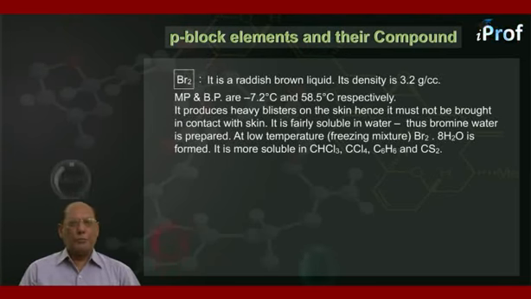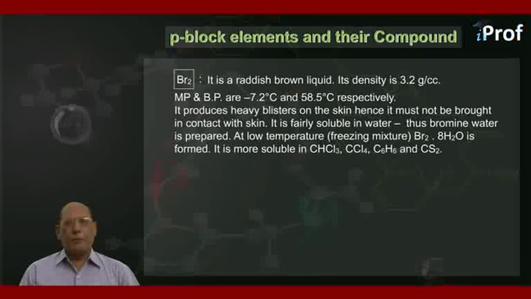Properties of bromine. It is a reddish brown liquid. Its density is 3.2 gram per cc. Melting and boiling points are minus 7.2 degrees Celsius and 58.5 degrees Celsius respectively. It produces heavy blisters on the skin. Hence, it must not be brought in contact with the skin.